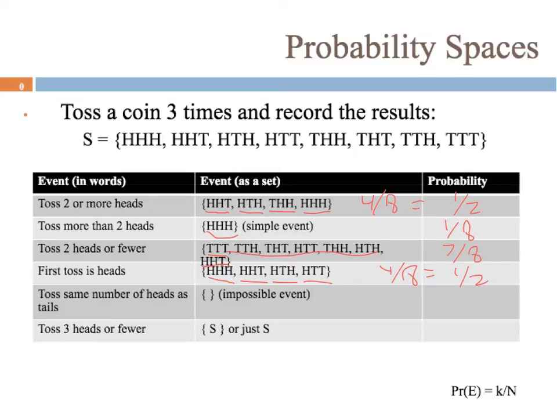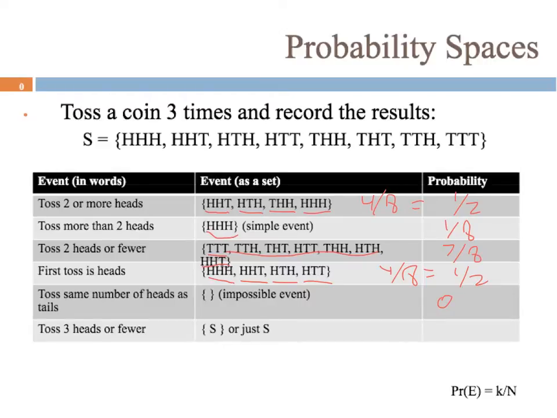Toss the same number of heads as tails. I think I mentioned this in the last video that this is an impossible event because there's only 3 tosses, so it's going to be uneven. We're either going to get 3 of one and 0 of the other, or 2 of one and 1 of the other, but it cannot be equal. So since this is an impossible event, we would just say the probability is 0, or 0 out of 8, 0%.